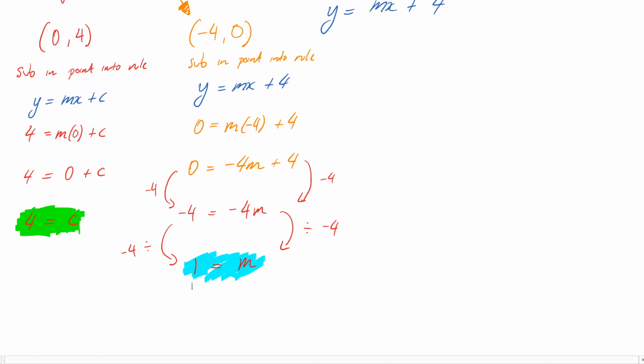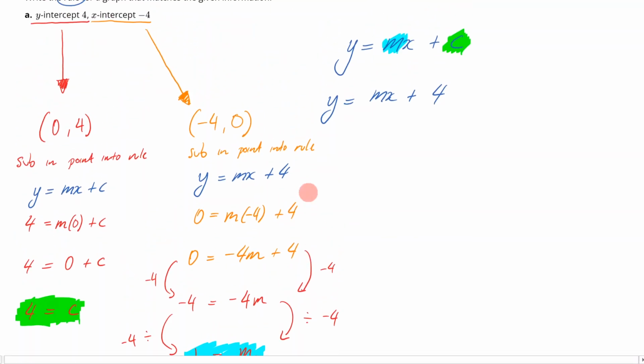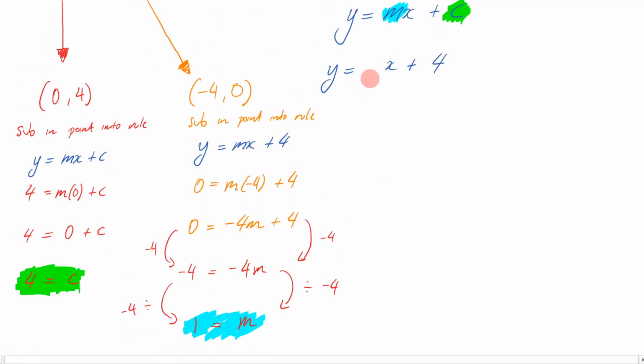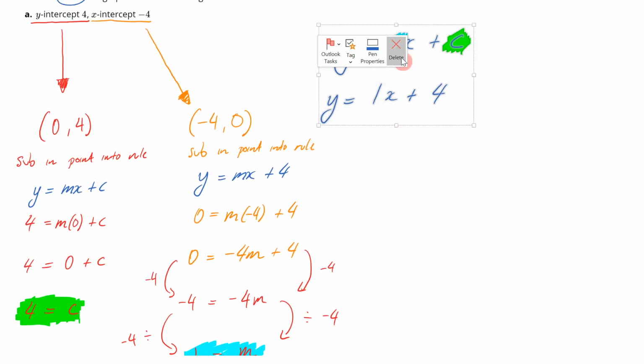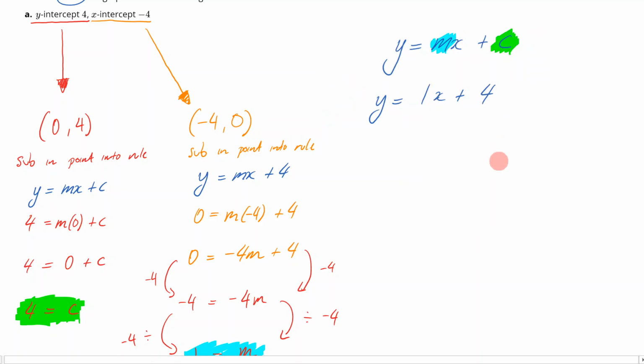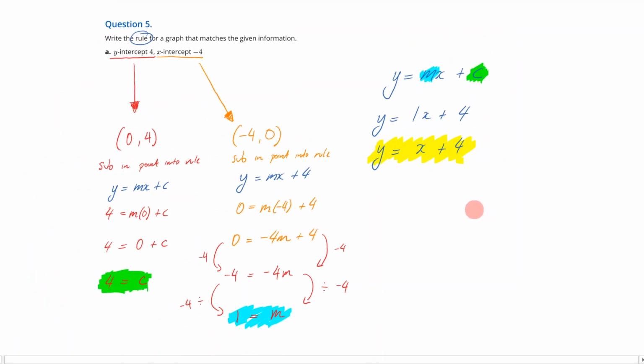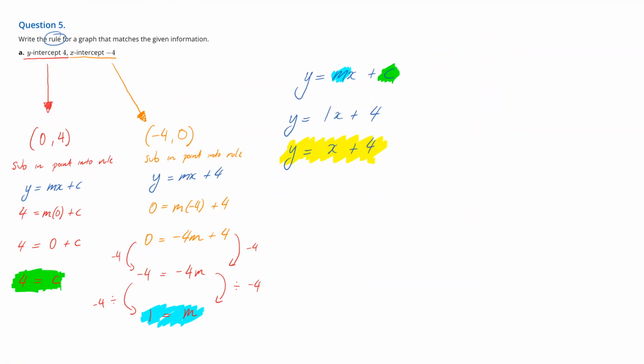That is our answer. So now what we can do is we can come up here and we can say, hey, I know that m is equal to, drumroll, 1. And of course, you don't have to write 1, do you? You just write y is equal to x plus 4. And that, everyone, is your answer. And just because it's that important, let me get a red and put a box around it. So y is equal to x plus 4.